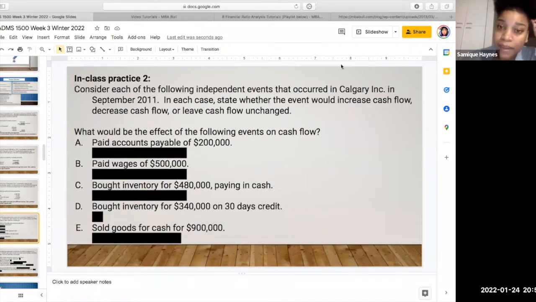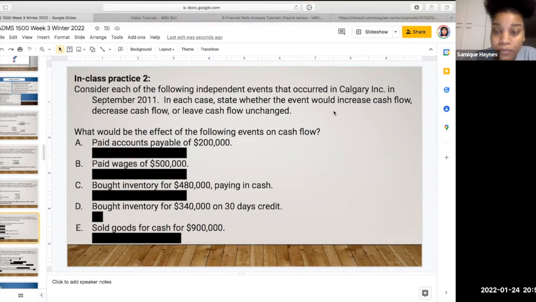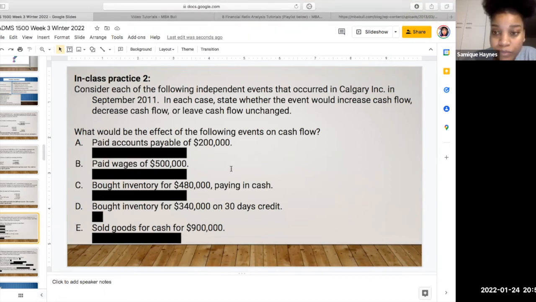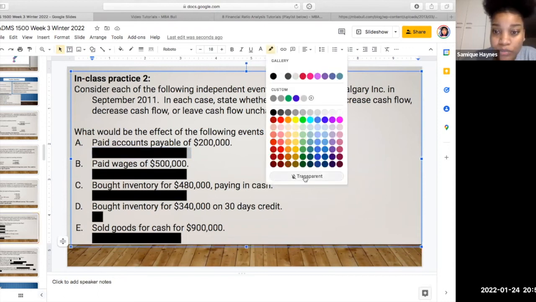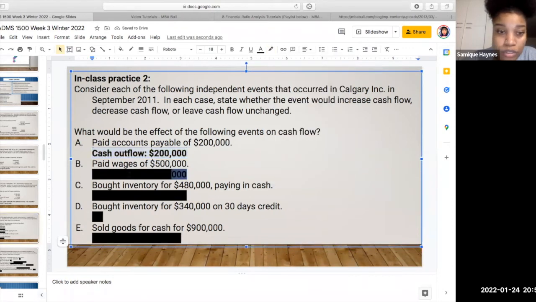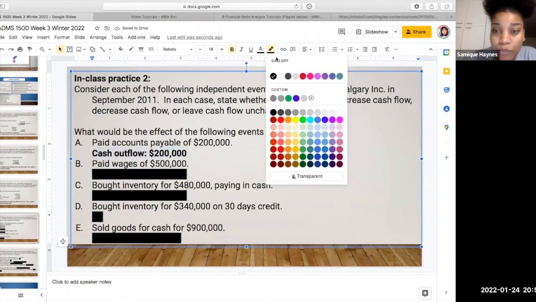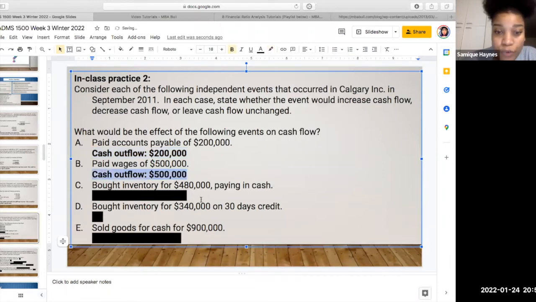Consider each of the following independent events that occurred in Calgary Inc. in September 2011. In each case, state whether the event would increase cash flow, decrease cash flow, or leave cash flow unchanged. If we pay accounts payable of $200,000, what will that do to cash flow? Cash flow is going to decrease, okay? What would happen if we paid wages of $500,000? Cash flow is going to decrease. What will happen if we bought inventory for $480,000 and paid in cash? Cash flow is going to decrease.